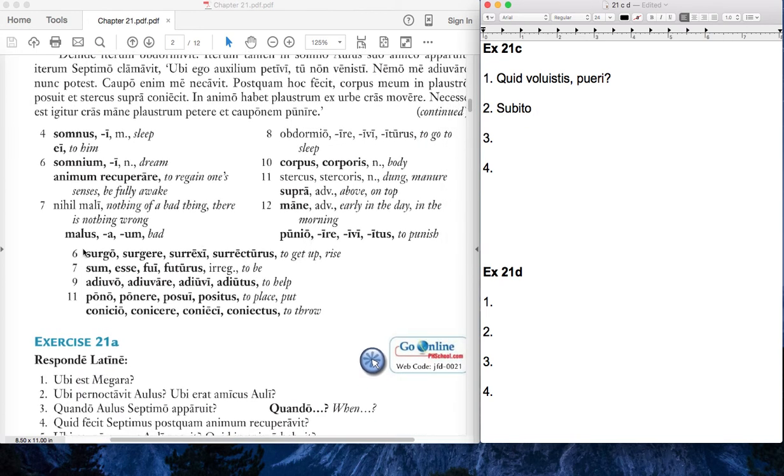To get up. It's right here from line 6 in the story. To get up or rise. So again, we have surgo, surgere, surrexi. Notice it's sort of similar to surgo, surgere. We have that S-U-R in there, but now we have this X in here too.